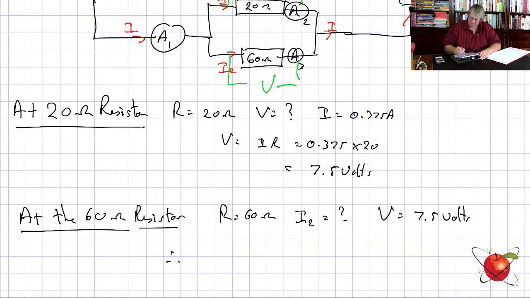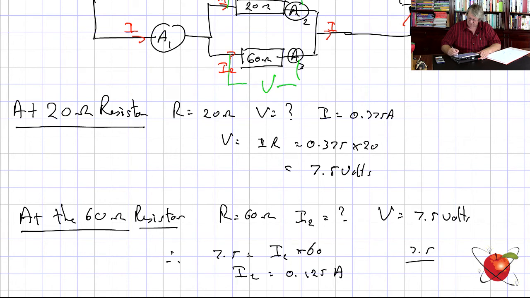Therefore, we say 7.5 equals I2 times 60. Therefore, I2 is going to be equal to 0.125 amps. It is 7.5 over 60, correct? It is V over R. Like that, 7.5 over 60. Right. Now we go back and say, now I know what you are. Let me put you in. You are 0.125.